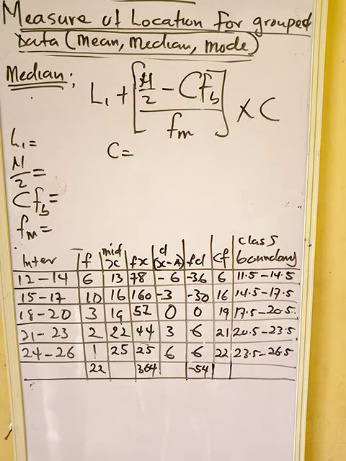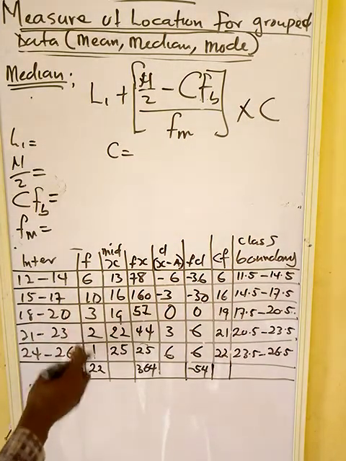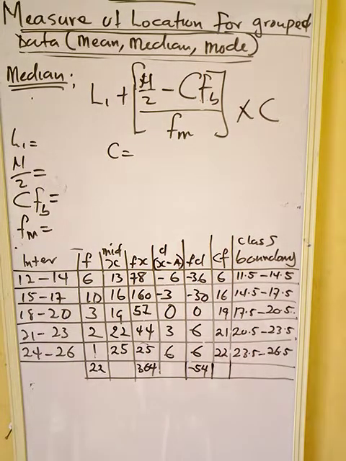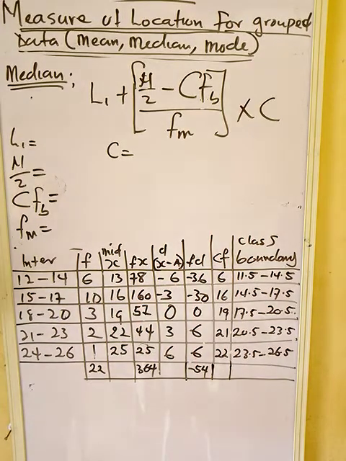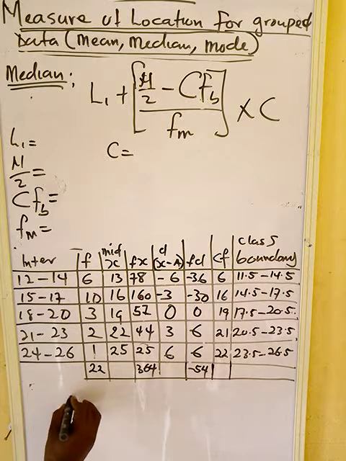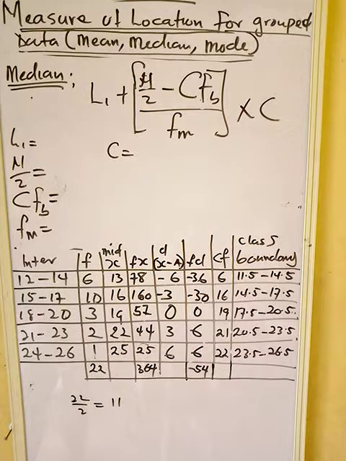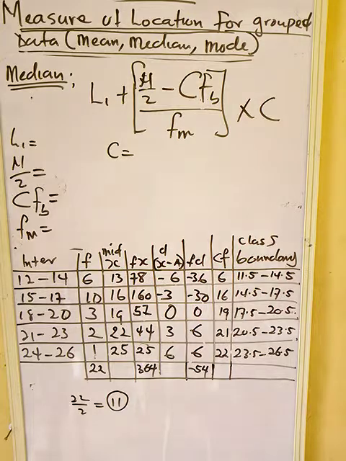Now we want to pick our median class. Where is our median class now? We don't just go ahead and pick the one in the middle. We don't pick the middle number to be our median class. What we do is we divide our total frequency, which is 22, by 2, which is 11. Any cumulative frequency that falls within this 11 will be our median point. That is where we are going to work.